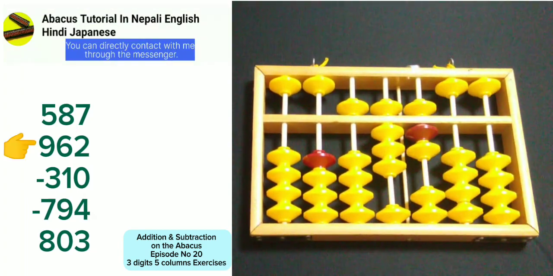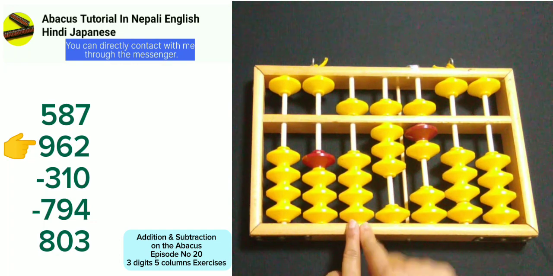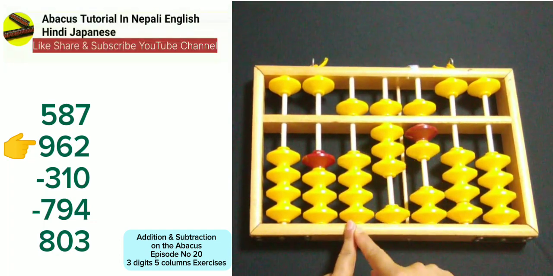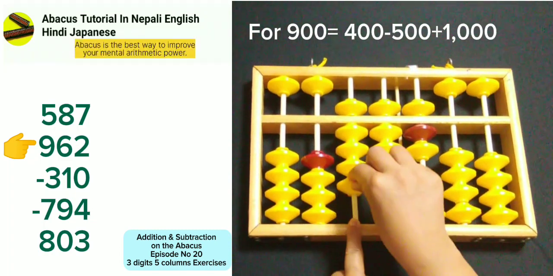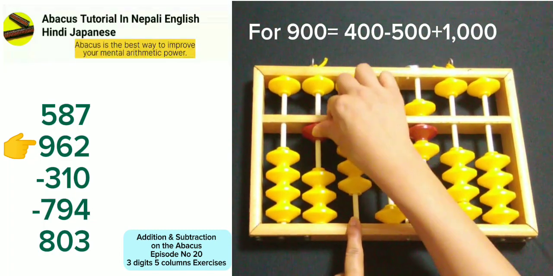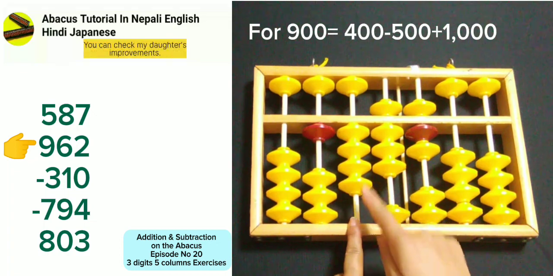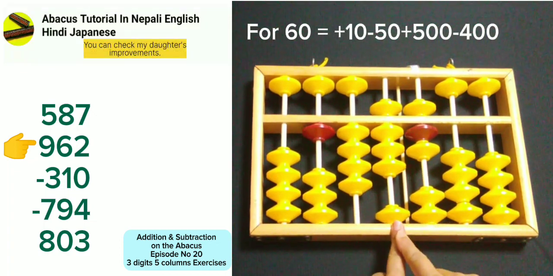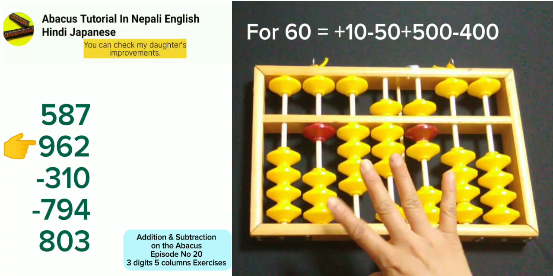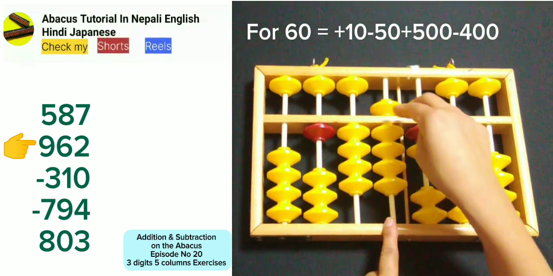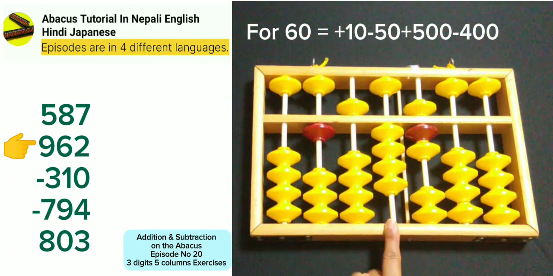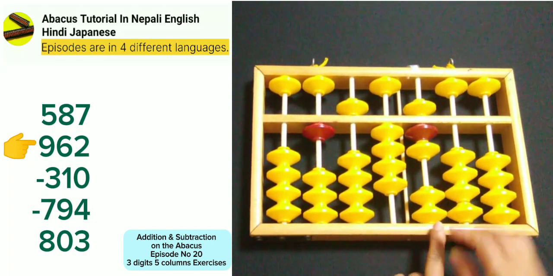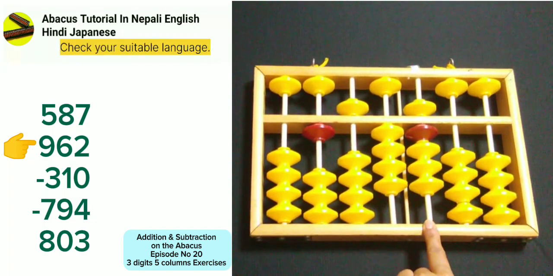587. 962. For 9, we have only 4 bits on 100th place, so we have to apply 3 steps addition. So 4, add 4, reduce 5 and borrow this one. This is 900. And for 6 you have to apply 4 steps addition. So add 1, reduce this 5 and borrow this 5 and reduce all these 4 from 100th place. We added 60 and 2 you can add easily here.